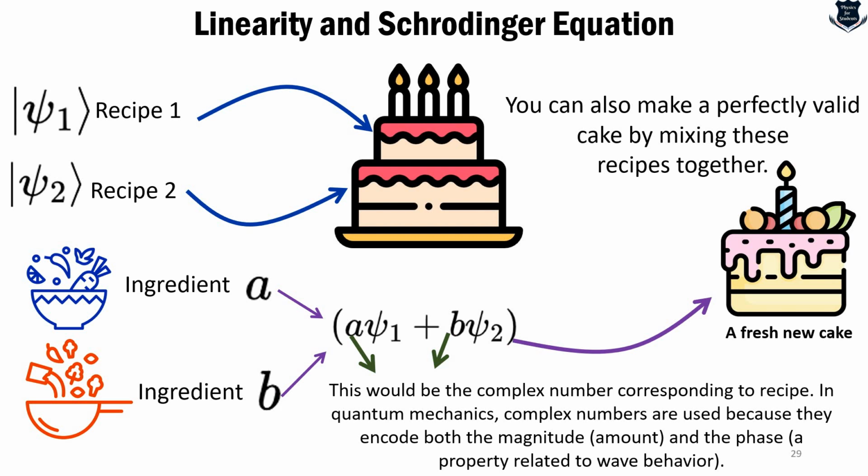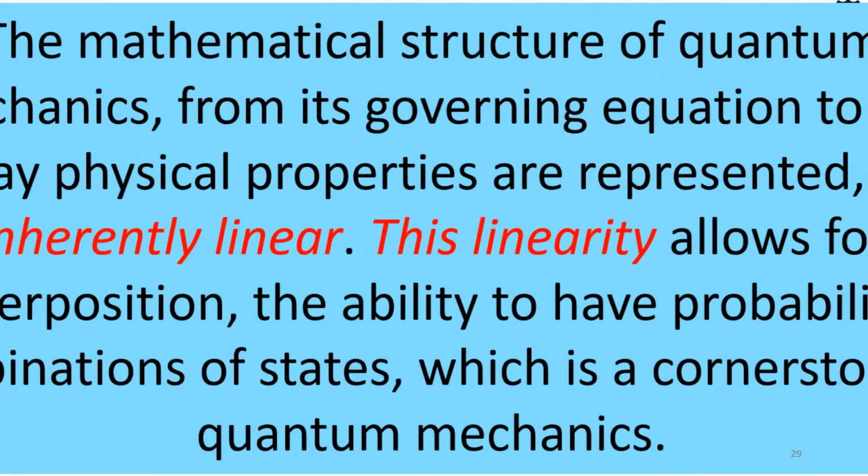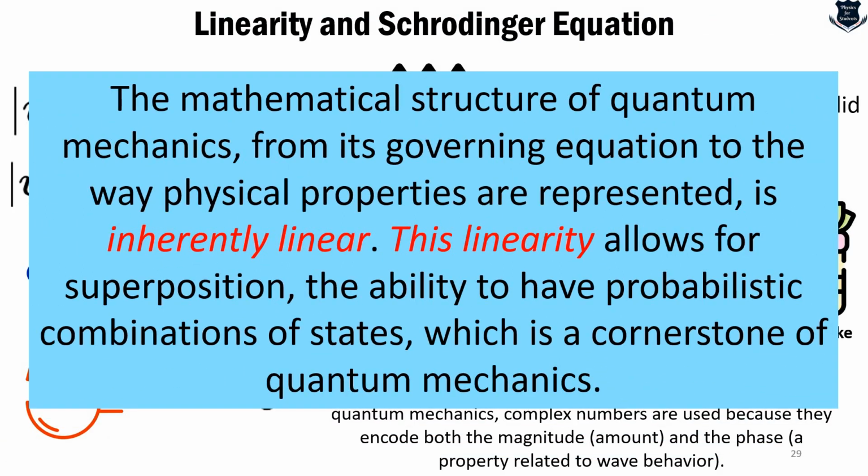So from here what we say is that the mathematical structure of quantum mechanics, from its governing equation, that is the Schrodinger equation, to the physical properties, is represented as inherently linear. And this linearity allows superposition, the ability to have a probabilistic combination of states, which is a cornerstone of physics. So till now this establishes why we need linear algebra and linearity, the deep underlying concept of quantum physics, which is linearity.